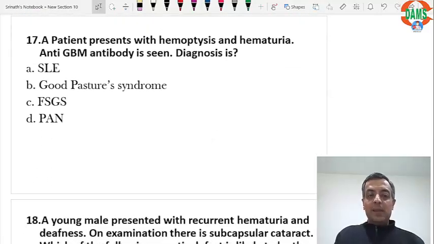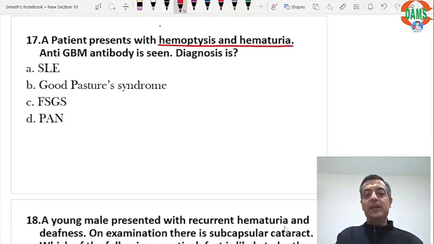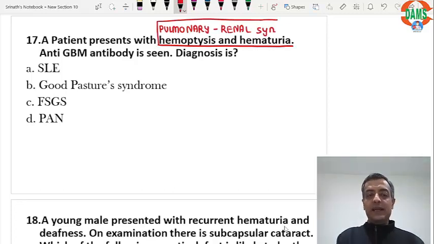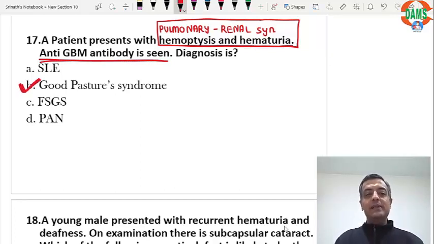Question 17. A patient presents with both hemoptysis and hematuria. This is known as the pulmonary renal syndrome. When both lung and kidney are affected, we have two differentials: either it is Goodpasture or vasculitis syndrome. But the presence of anti-GBM antibody confirms the diagnosis as Goodpasture syndrome.